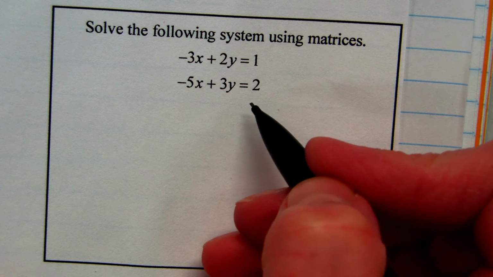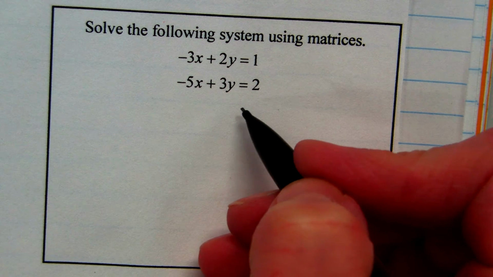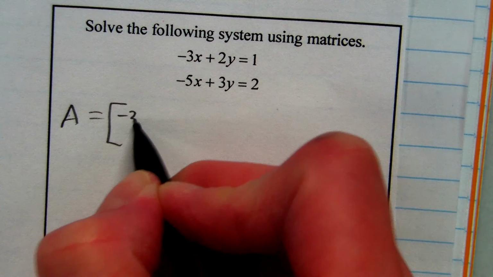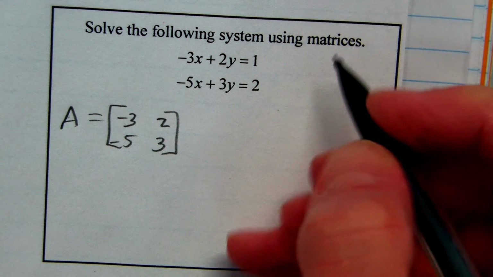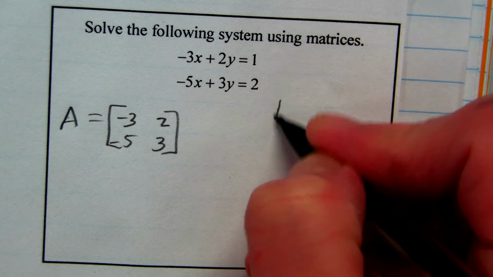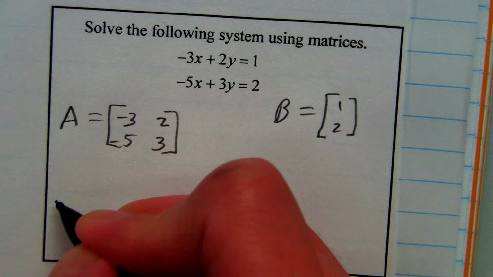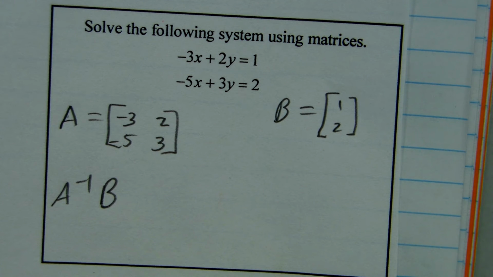So we could shorten this down a little bit to save some space. Just go, okay, A is the matrix negative 3, 2, negative 5, 3. And we can go, okay, B is the matrix 1, 2, and we're just trying to do A inverse times B. That's basically what you have to get out of this. I wanted to show you all of the steps so you understand where it's coming from. We've sort of proven that this works.